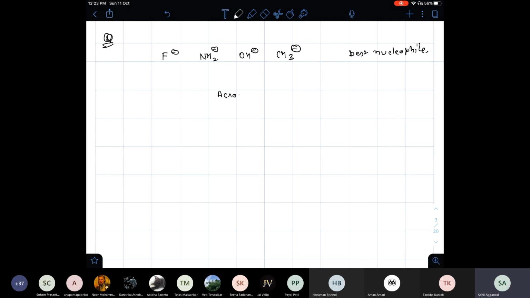Across the period, nucleophilicity. Nucleophilicity का मतलब there is a negative charge. Nucleophilicity का मतलब tendency to act as nucleophile. Across the period, nucleophilicity decreases due to increase in electronegativity.